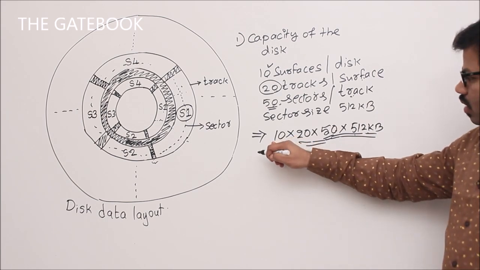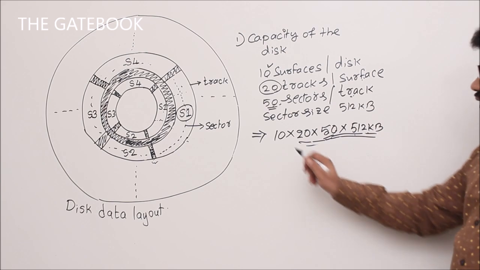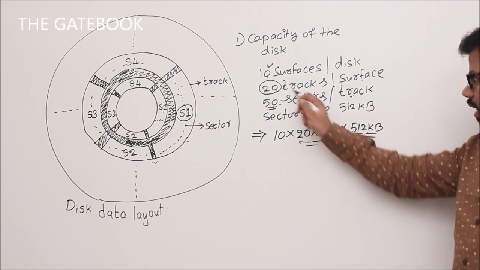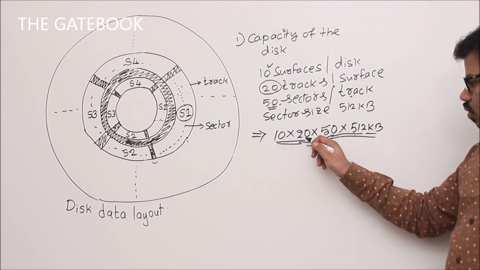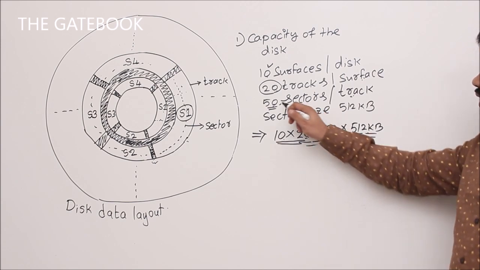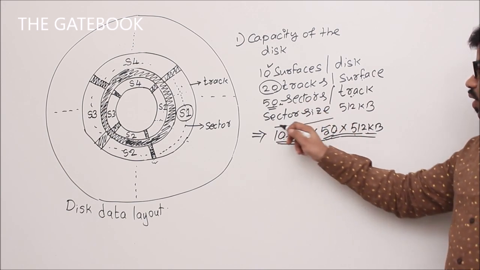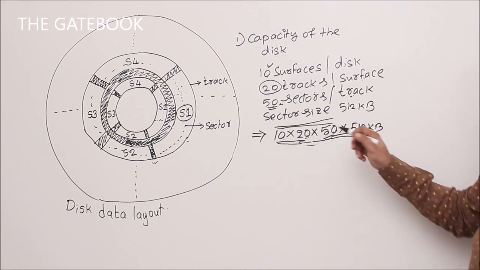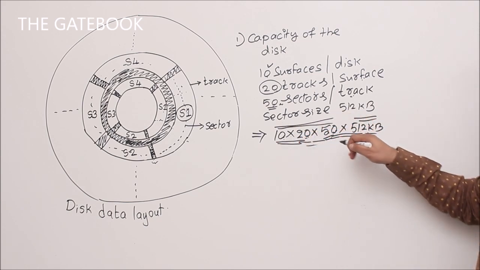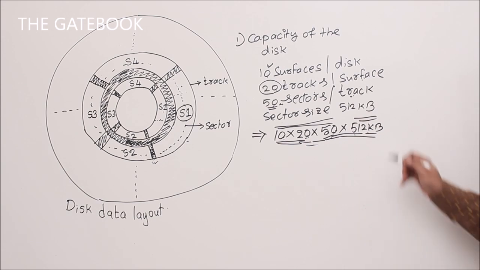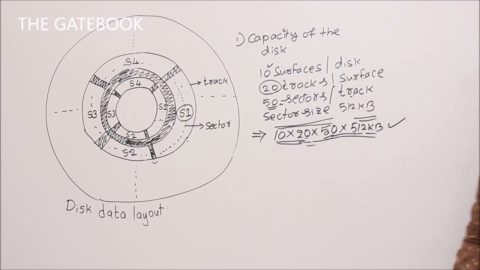Now we'll come from right to left, I mean from here to here. See, you have 10 surfaces, each surface has 20 tracks, then we have 200 tracks. Each track has 50 sectors, so 200 tracks will have 200 into 50 sectors. Now each sector has 512 kb, so these many sectors will have this into 512 kb of data, right? So this is the disk capacity. In that way, we can easily calculate disk capacity.